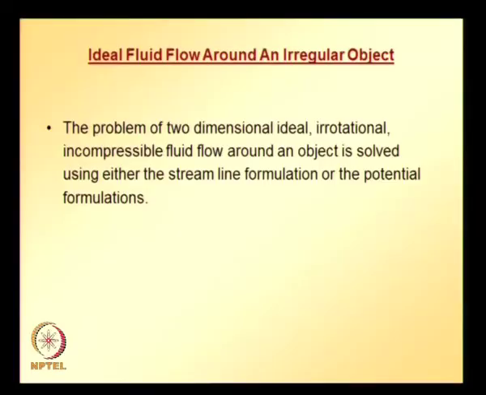So, ideal fluid flow around an irregular object. The problem of 2-dimensional ideal irrotational incompressible fluid flow around an object is solved using either streamline formulation or potential formulation. So, there are two approaches through which we can solve this problem, and both formulations are presented here. That means we are going to look at both the formulations. So, first let us start with streamline formulation.